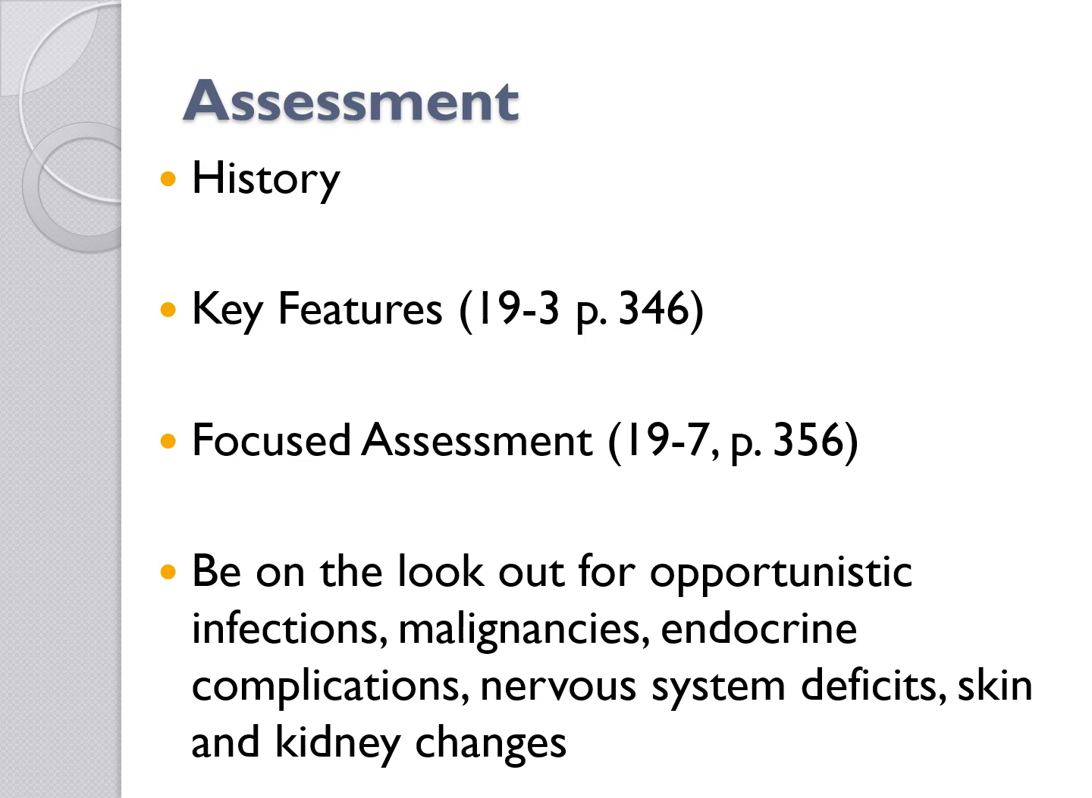You want to make sure and do a focused assessment that is presented to you on page 356. It is chart 19-7. Also, when these people come in, you want to be on the lookout for any type of opportunistic infections, and any type of malignancies that are specific for AIDS. Also, they're going to have endocrine complications, and some skin and kidney changes, and we'll talk about this a little bit more in some of the slides that are following. But there are specific things you want to be on the lookout for, and chart 19-3 presents those.